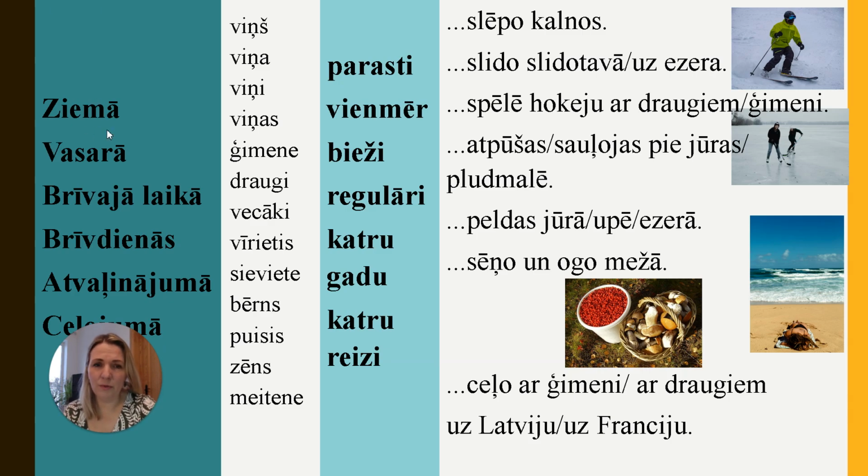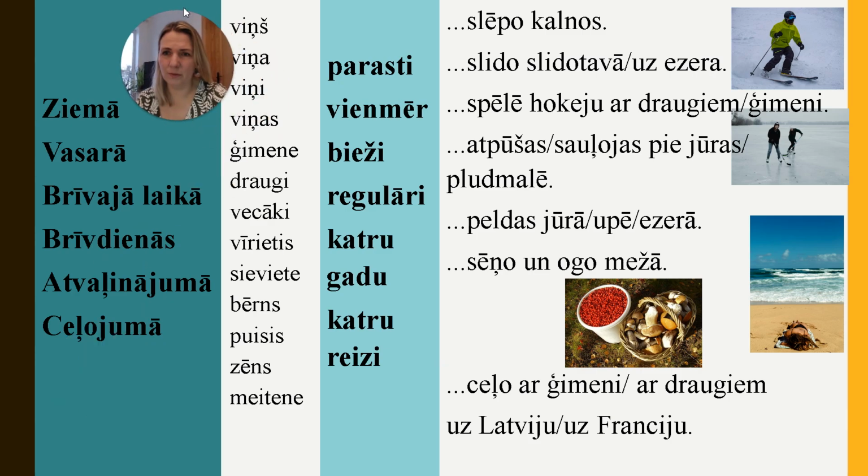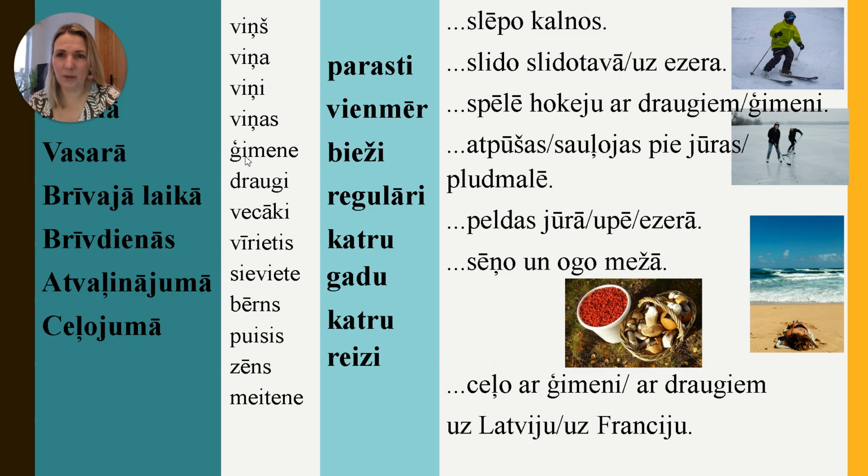And always remember, if you run out of the words, you can always say where or how often. For example, ziemā, in winter, vasarā, in summer, brīvajā laikā, in the free time, brīvdienās, on holidays or on weekends. Often we use this word also for weekends. Atvaļinājumā, on vacation, ceļojumā, on a trip. So then depends who's in the picture. It could be ģimene, it could be draugi, it could be viņš, viņa, viņi, viņas, vecāki, vīrietis, sieviete, bērns, puisis, means a guy, zēns, boy, meitene, a girl.